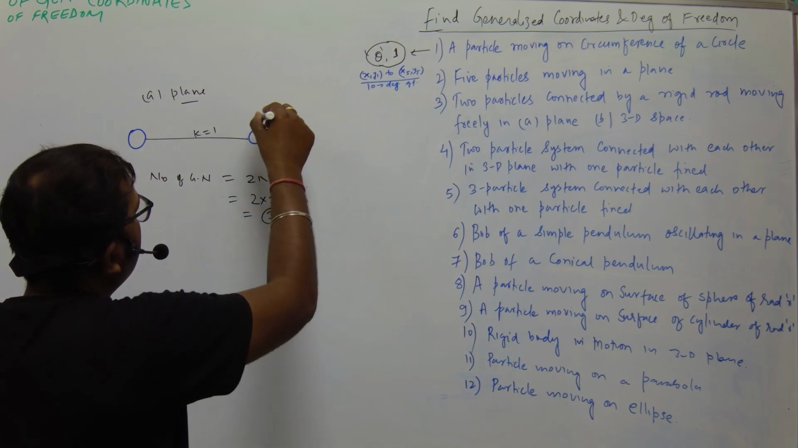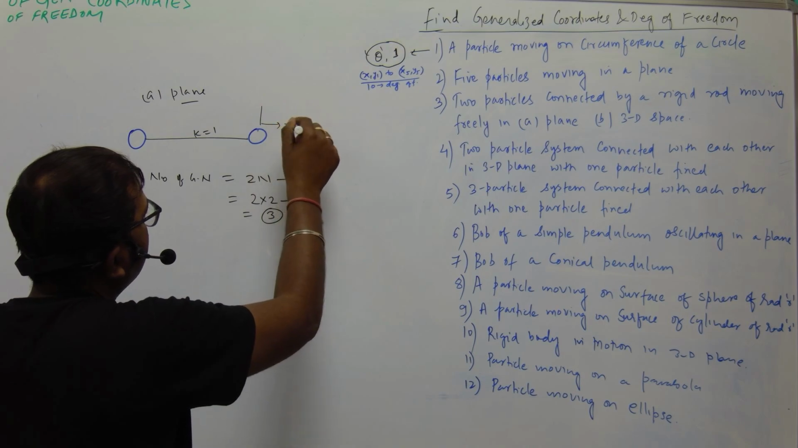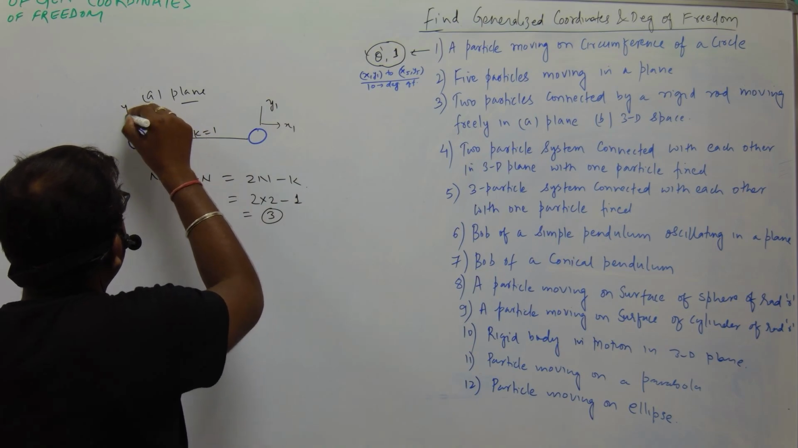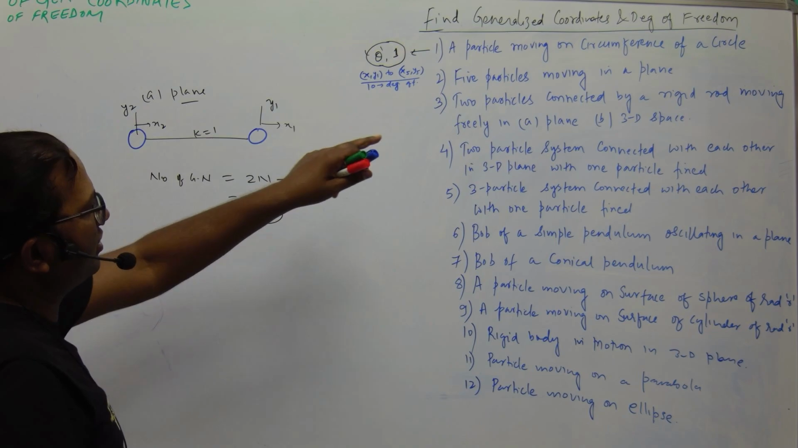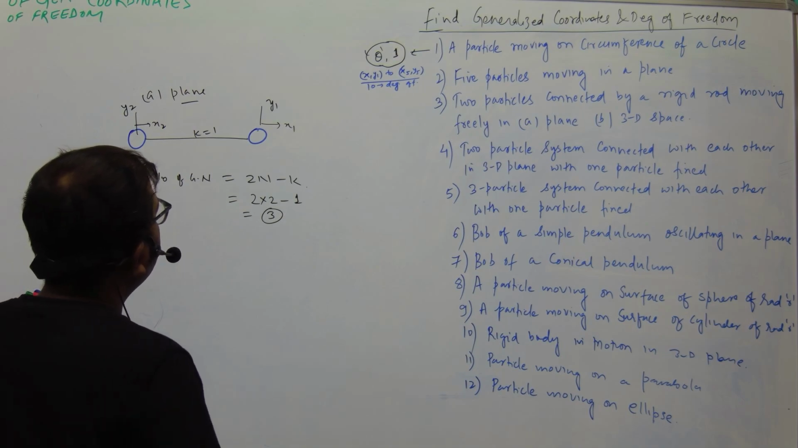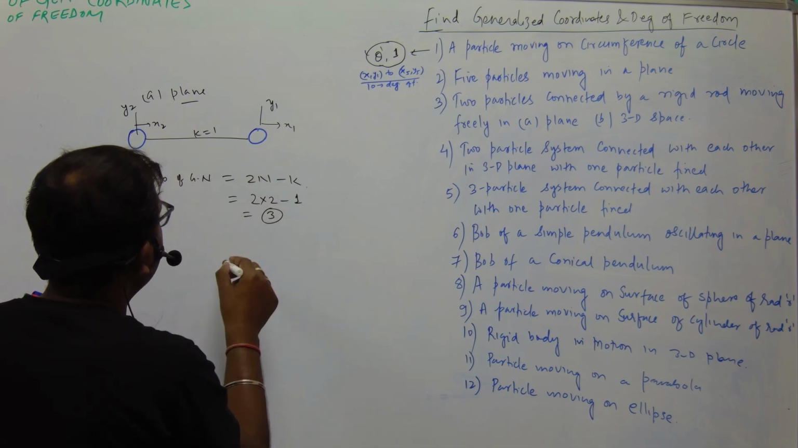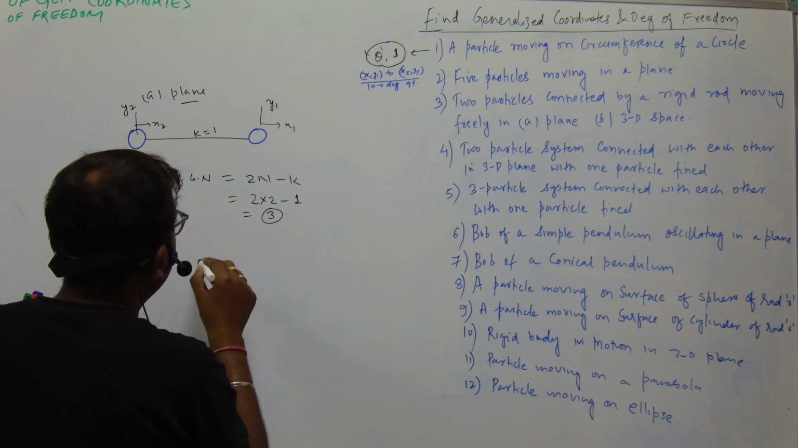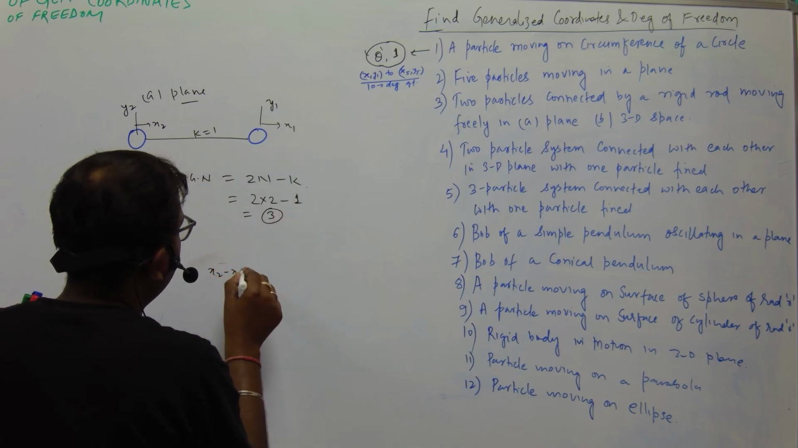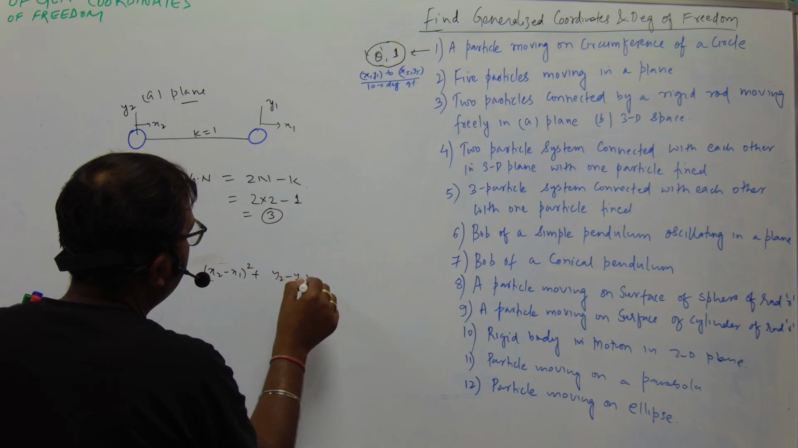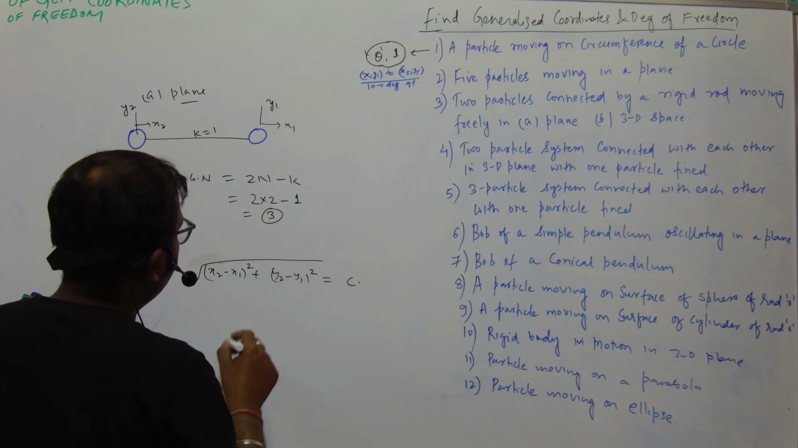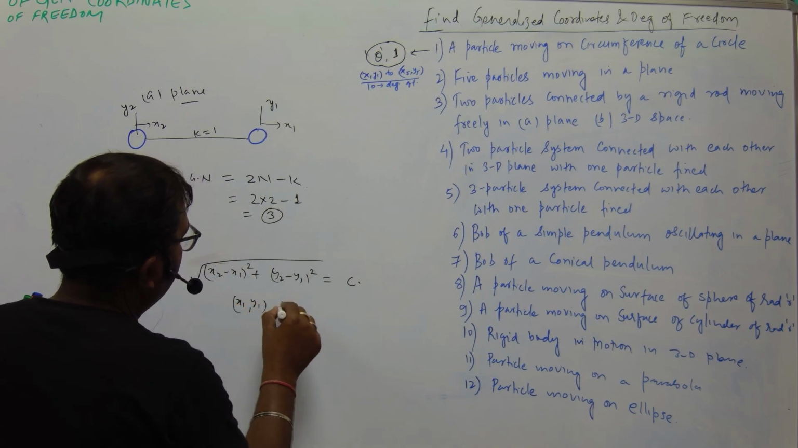Okay, so we have the coordinates, let us take these as x1 and y1 and x2 and y2. Okay, so in the question, two particles connected by a rigid rod moving freely in a plane. We have the distance between these two particles fixed. So the distance between these two particles, let us take this as c, is equal to a constant. So the distance is the square root of x2 minus x1 whole square plus y2 minus y1 whole square. This is fixed, this is c. Okay, and we have the coordinates of the particles as x1 y1 and x2 y2.